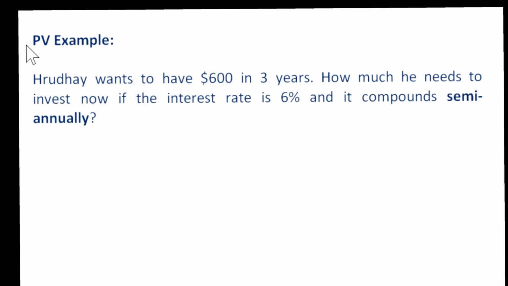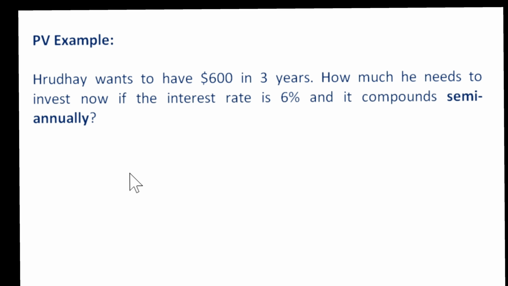Now, let's move to PV example. Hruday wants to have $600 in 3 years. How much he needs to invest now if the interest rate is 6% and the interest compounds semi-annually? Okay, so here the future value is 600 because Hruday wants to have 600 in 3 years, which means in future. And the requirement is to find the present value. That is the amount that Hruday needs to invest now to have $600 in 3 years.